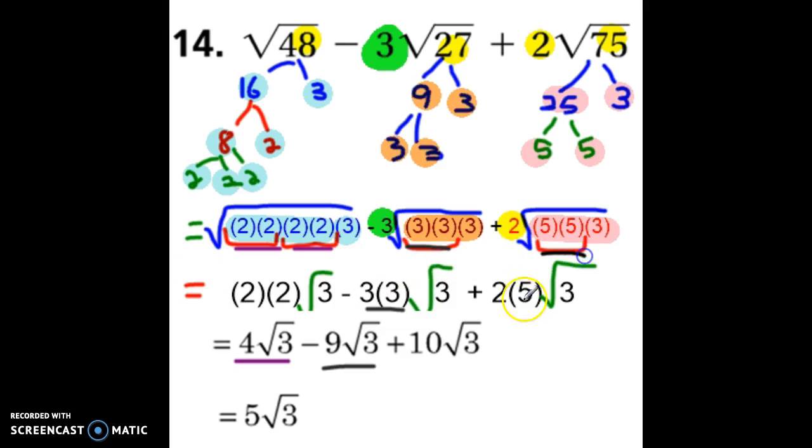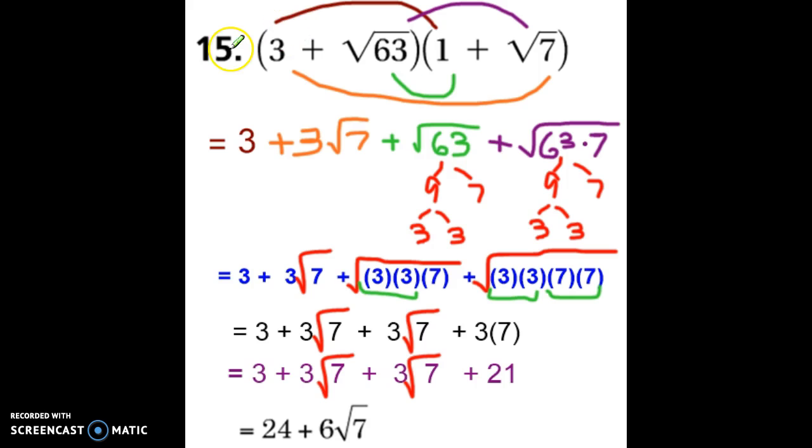And I have a set of 5's. 2 times 5 is 10. And then I'm going to go ahead, 4 minus 9 plus 10. That's how I got 5 square root of 3. In problem 15, I'm going to multiply these two binomials with a radical.